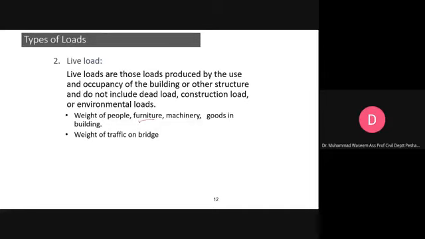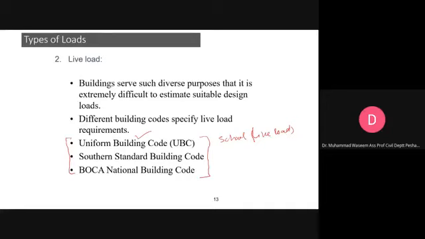Now the live loads are the weights of the people, the weights of the occupants. The live load depends upon the building. If the purpose of your building is a school, a library, or a residential building, the magnitude or intensity of the live load is different. These live loads are mentioned in the codes.